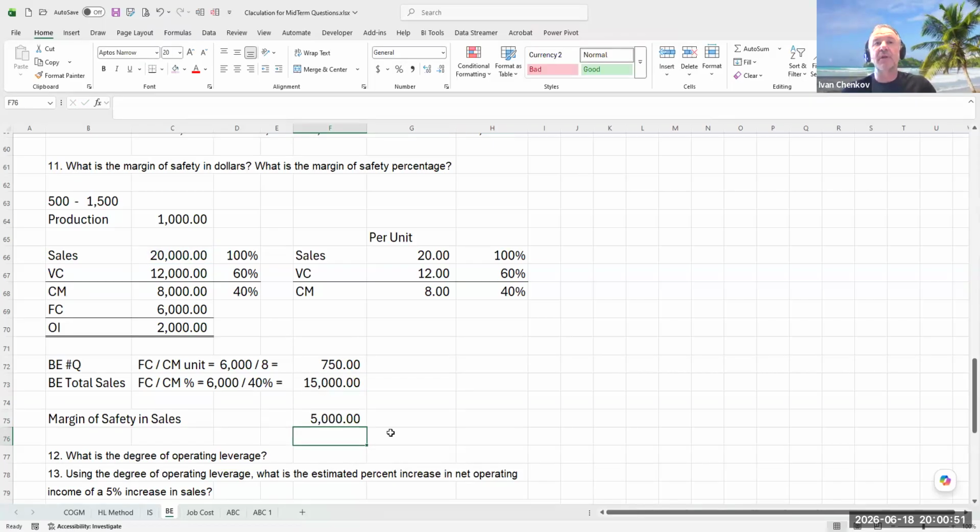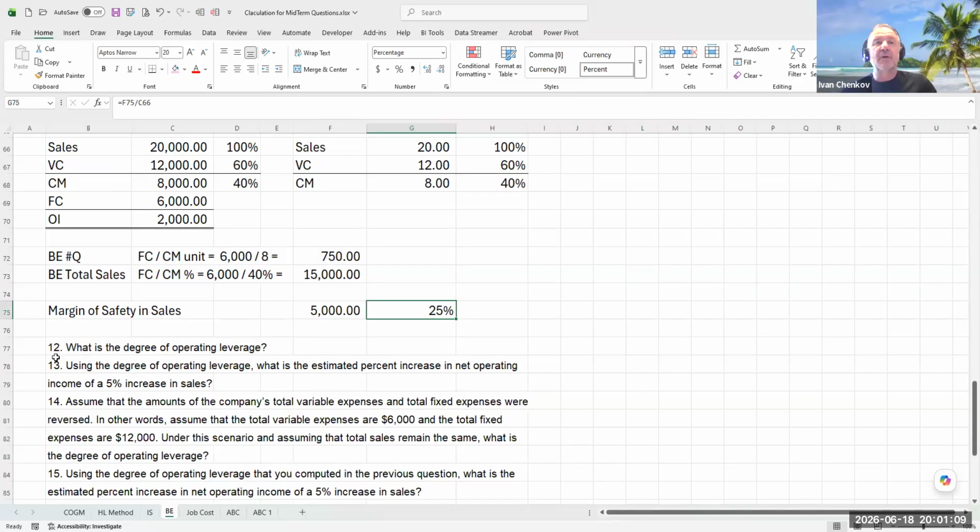Where am I compared to the break-even? As a percentage, it's going to be 5,000 divided by where am I, 20,000. It's going to be 25%. So I'm at 25% above the break-even. So if my sales drop by 10%, I'm okay. I still have another 15% to drop.